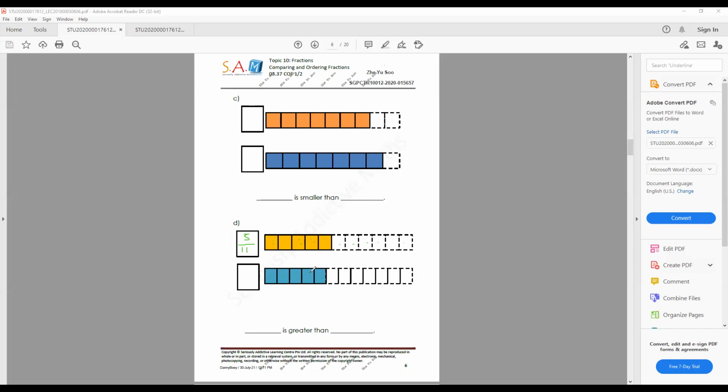What about the second fraction? 1, 2, 3, 4, 5. And the denominator? 5, 6, 7, 8, 9, 10, 11, 12. So you remember, if the numerators are the same, the smaller the denominator, the greater it is. So 5 out of 11 is greater than 5 out of 12. Let's move on to the next question.